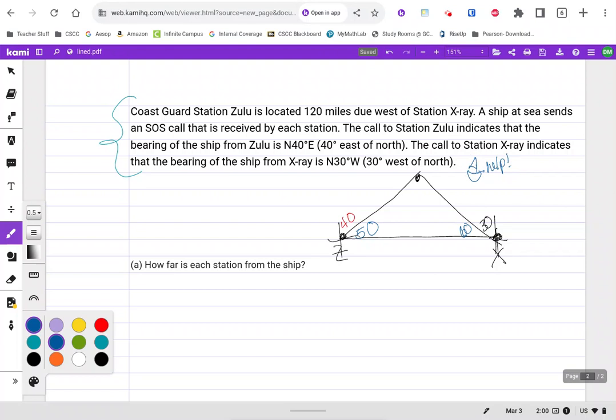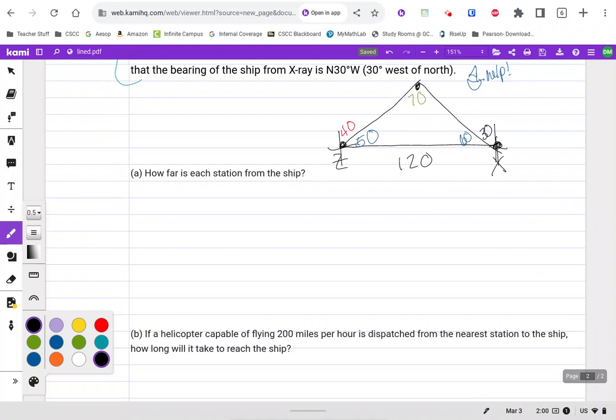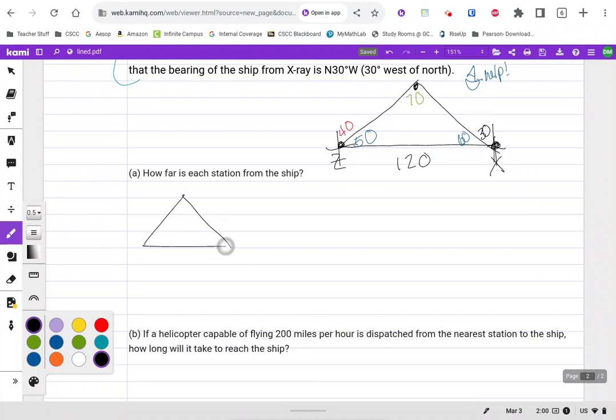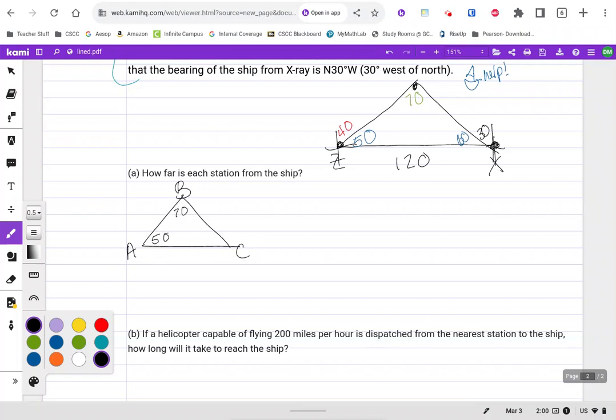So I can go through. I've got 110 degrees, which means this upper angle is now going to be 70. The first thing I need to do is figure out how far each of them is away. Now, the one thing I am missing is this 120 miles that goes right here. Now that we've drawn this picture, let's be real, it's a little complicated, so let's redo it. A, B, C, 50, 70, 60, 120.